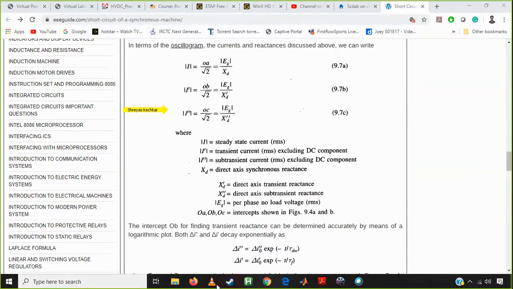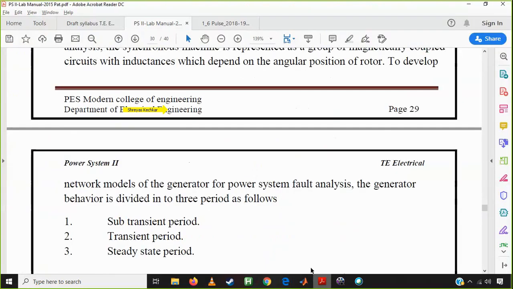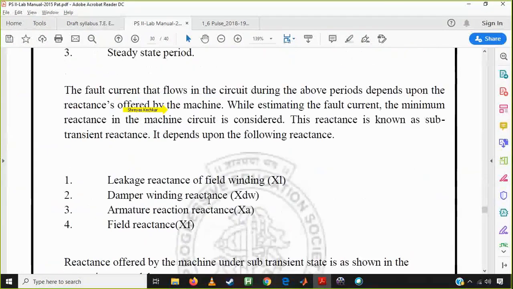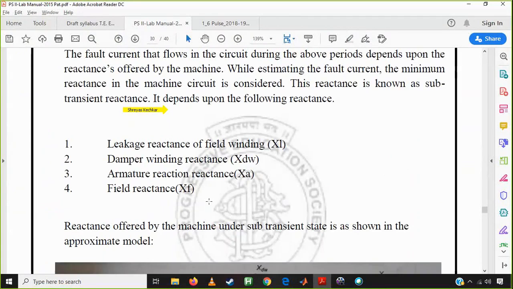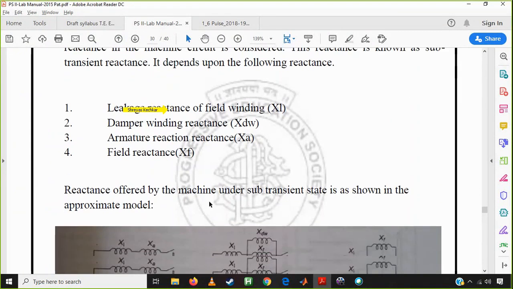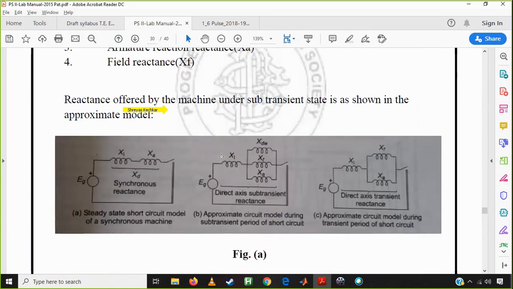Now, with this diagram, I have pointed it out. Next we have the procedure. But before going to the procedure, we have to find out the reactance offered by the machine under the subtransient state. We have the approximate model. When a fault occurs, we get this particular approximate circuit model, where there is a damper winding reactance.